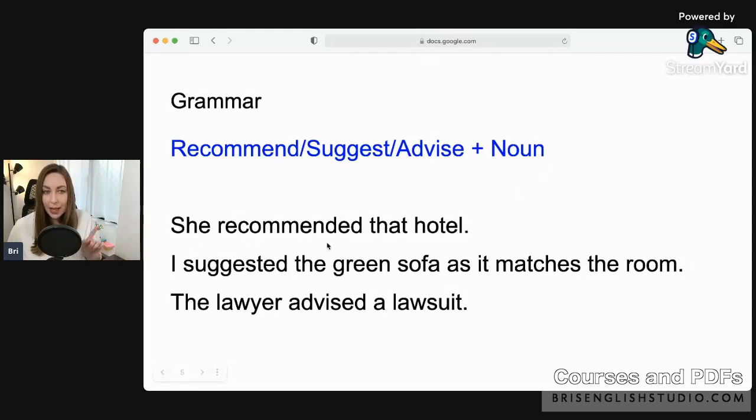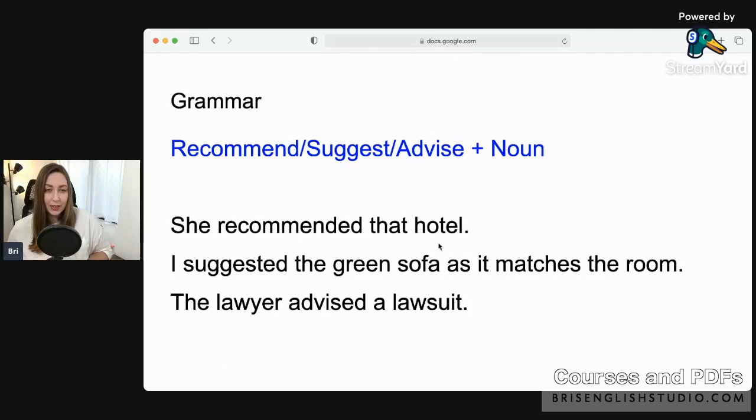She recommended that hotel. Oh, that hotel. Yeah, she recommended that hotel before. Okay, so that hotel is a noun. She recommended that hotel. Very good. Next one, I suggested the green sofa. So sofa is a noun. We have the green sofa, as it matches the room.